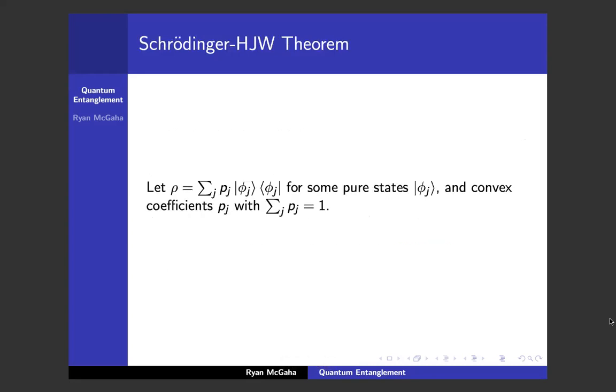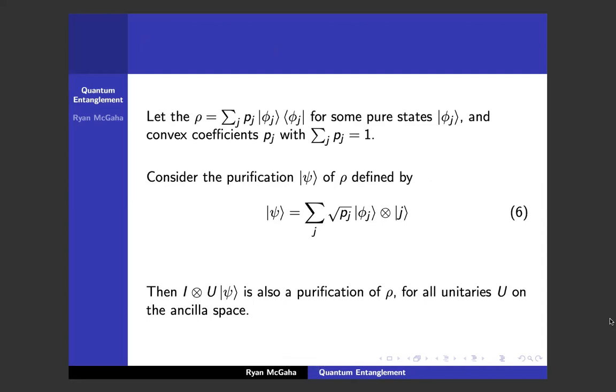So if I give you a density operator rho and I write it out as an ensemble like this with pj's and phi j's, and these don't have to be orthonormal phi j's either. They can be more than the rank of rho. And I give you some convex coefficients pj. What we can do is purify it. So define this state psi, where I basically just tack on a ket j to the phi j for each j. So this is now a pure state, and I've attached an ancilla space.